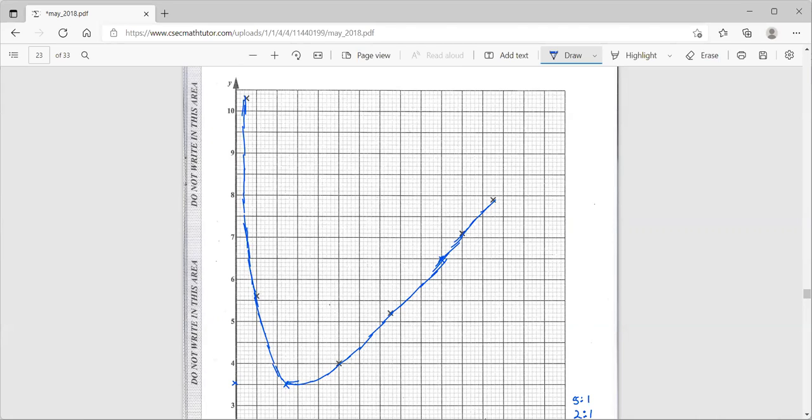And what's the name of this curve here? What's the name of this function that we just drew? Y equals 3x plus 1 over x. And that's the name of our curve here. That's our function.